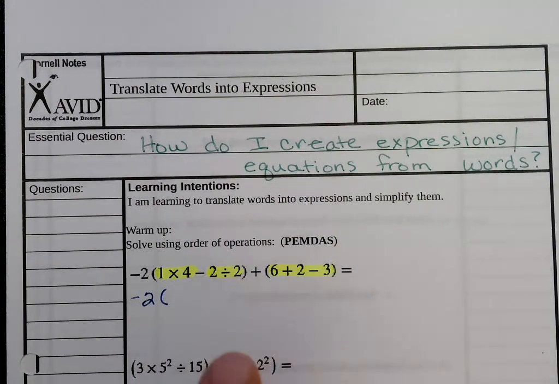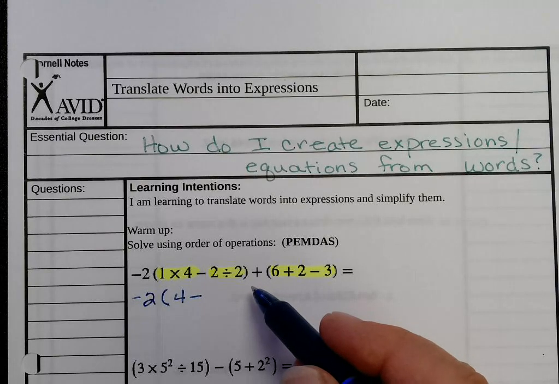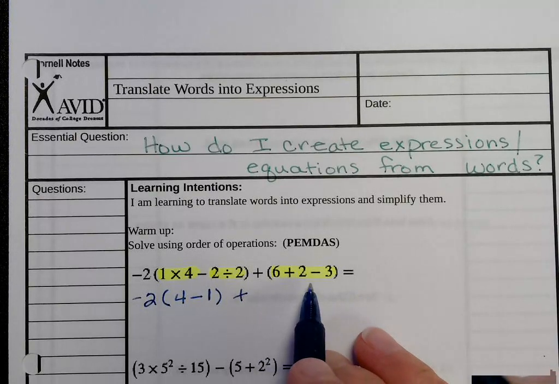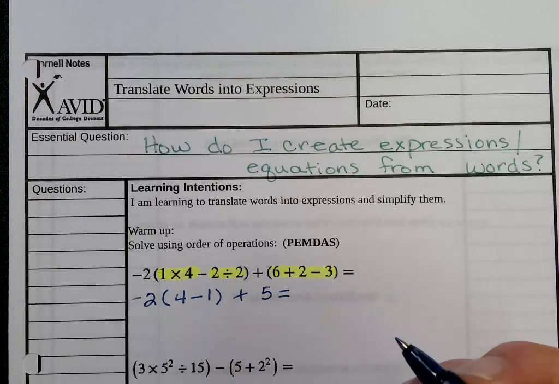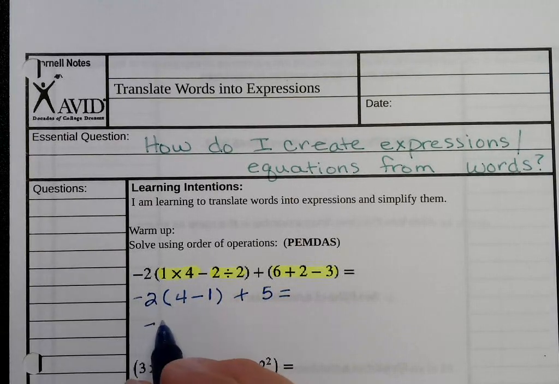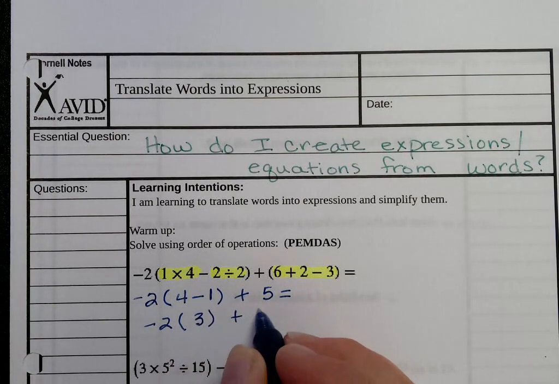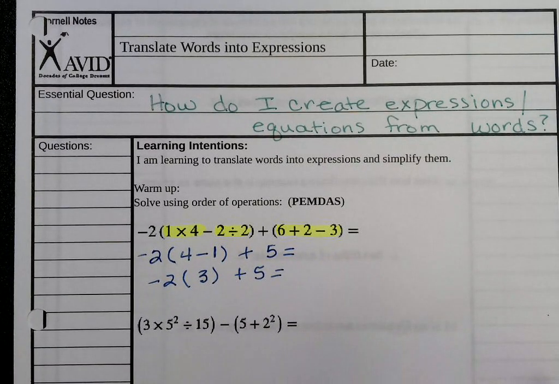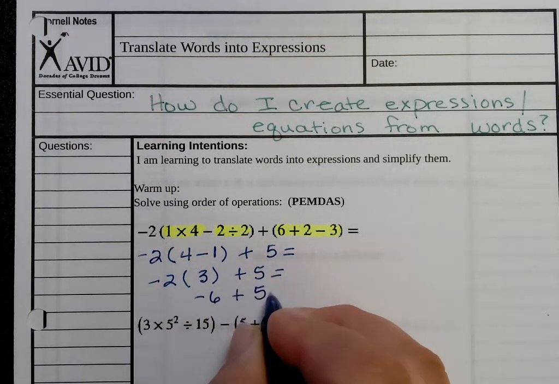Bring your parenthesis down. 1 times 4 is 4, minus 2 divided by 2 is 1, plus 6 plus 2 is 8, 8 minus 3 is 5. I still have to simplify one more time. So negative 2 in parentheses. 4 minus 1 is 3 plus 5. Okay, I'm ready to complete. Negative 2 times 3 is negative 6 plus 5.